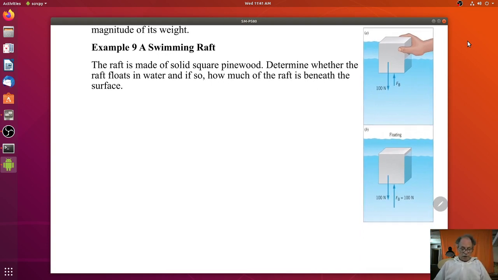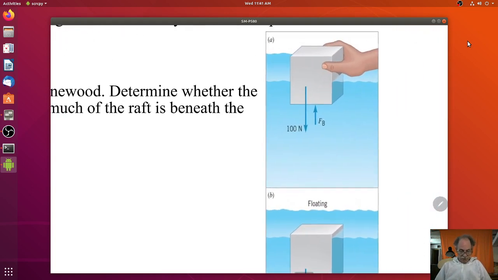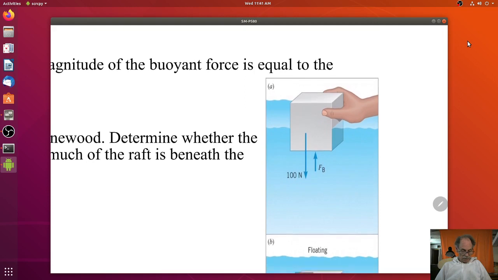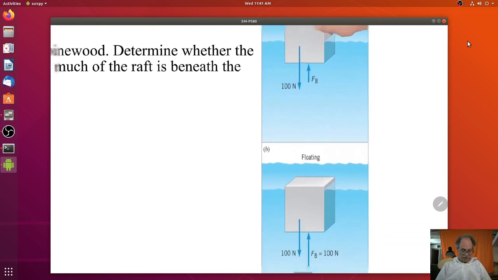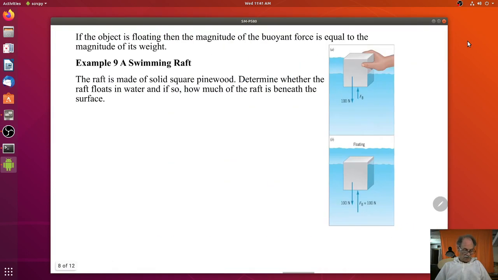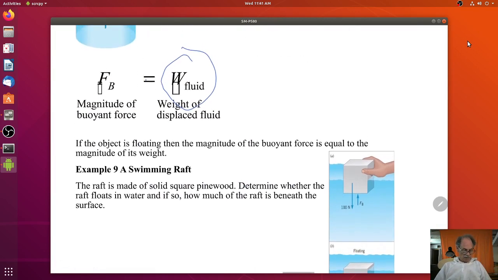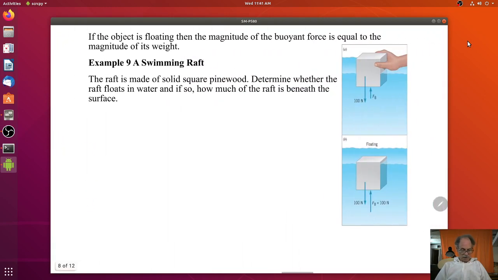Okay, take a look at this picture. This doesn't look like a raft. Determine how much of the raft is beneath us. We're missing a picture for this or something. It's not anywhere near enough information.